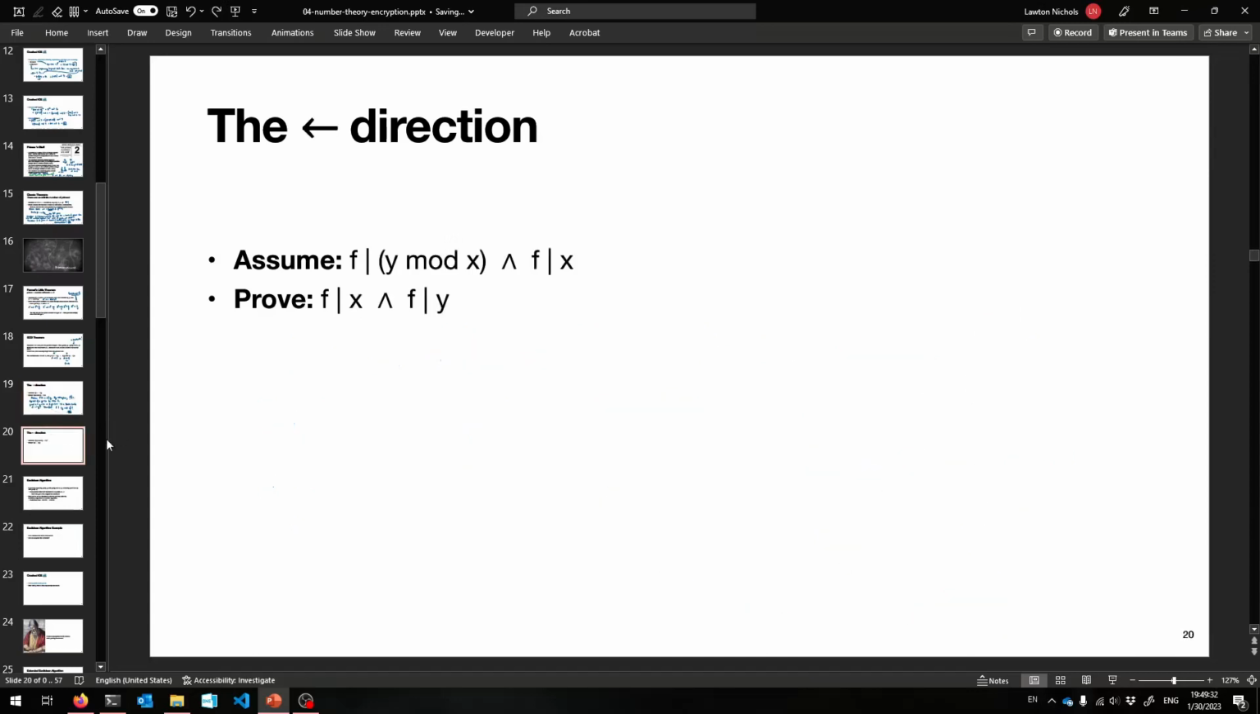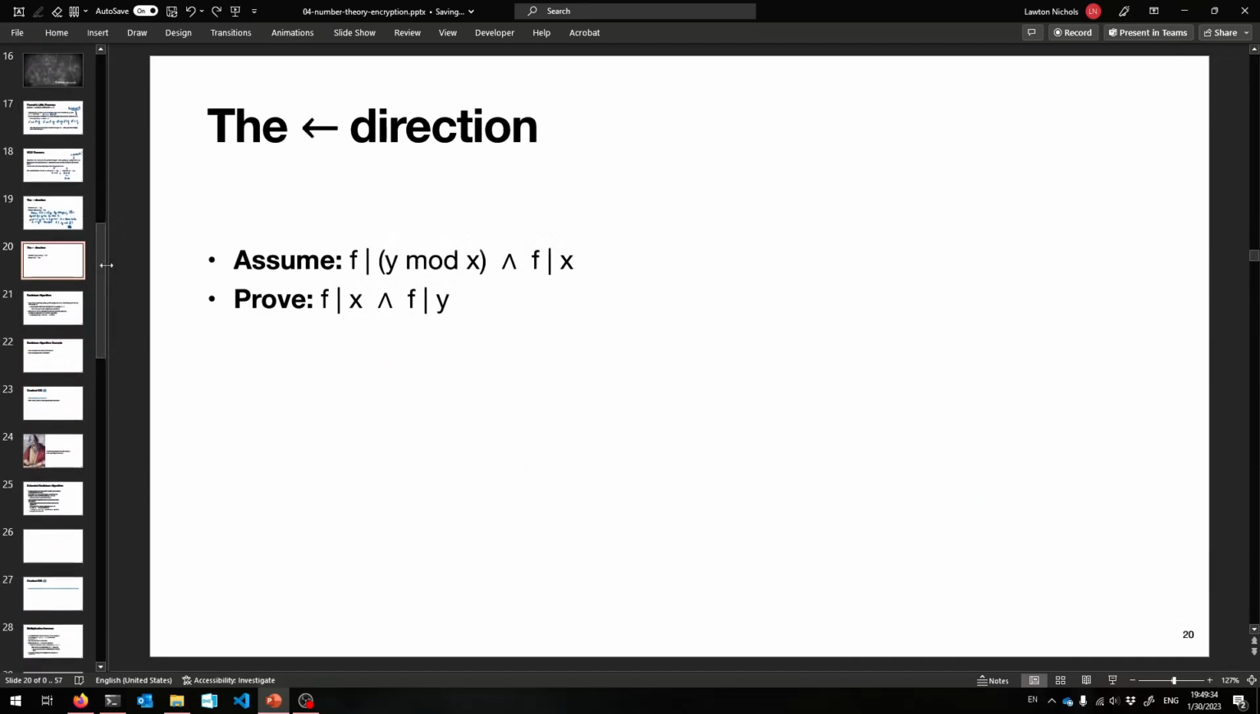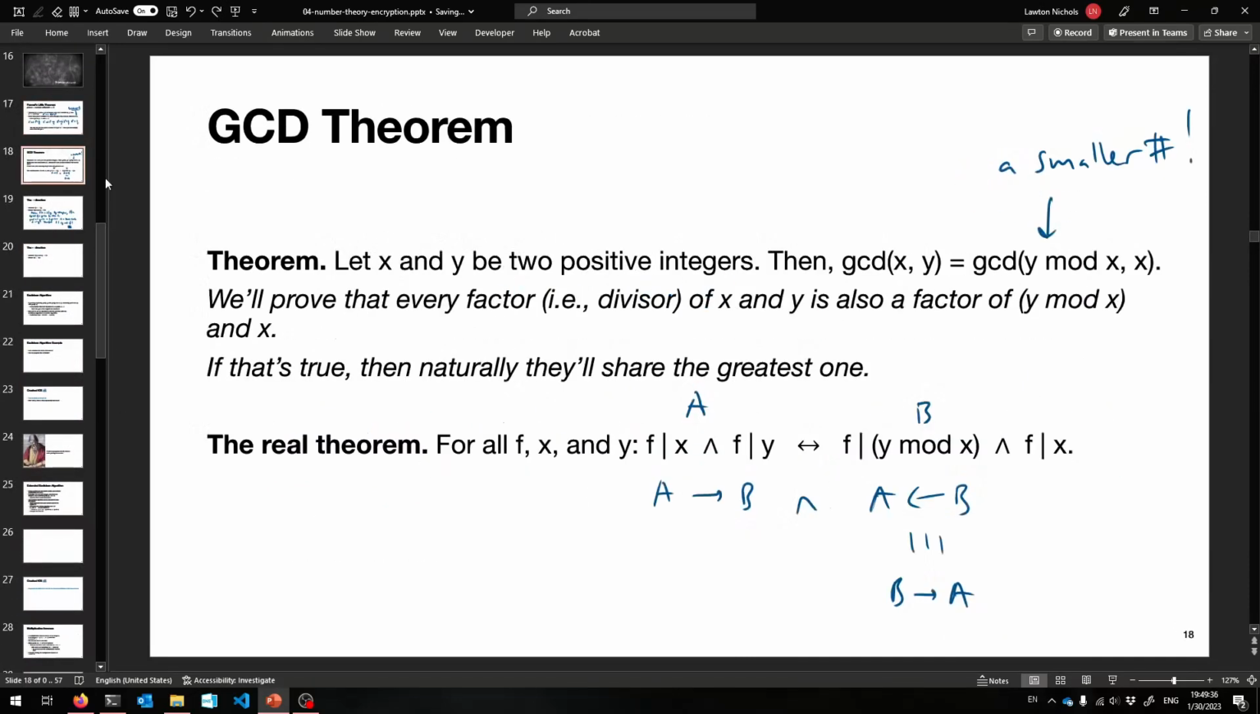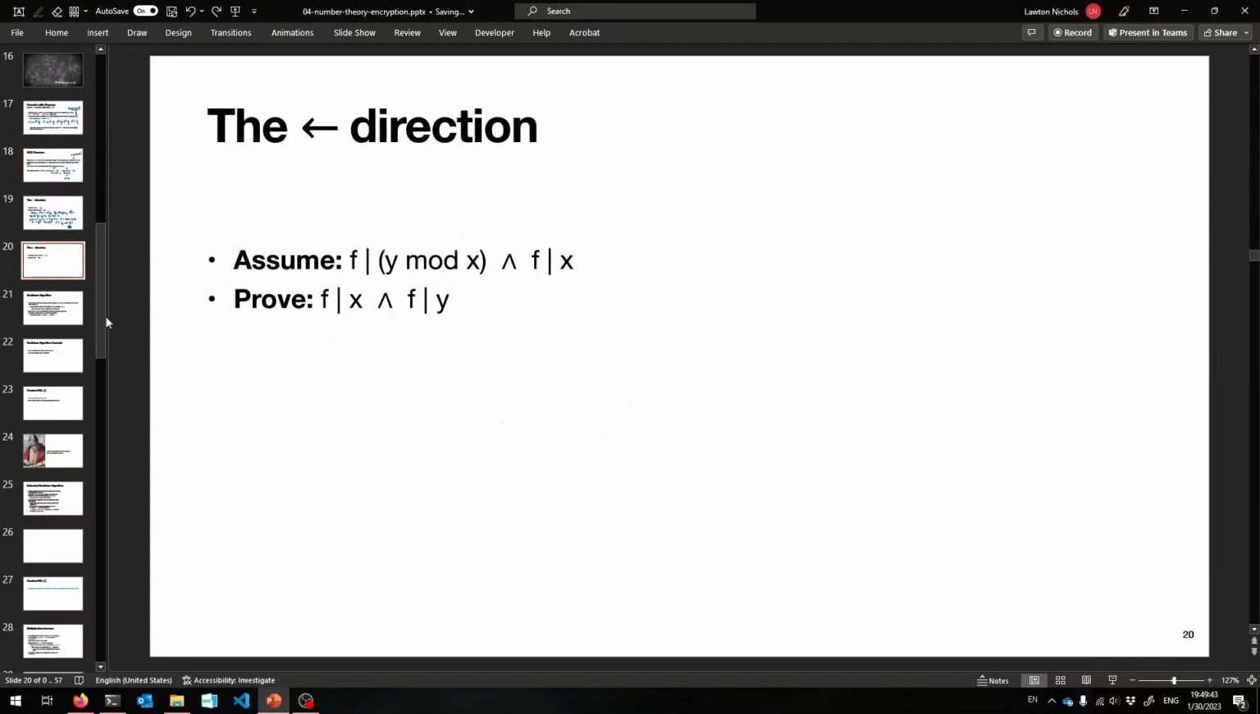Let's do it the other way now. This is the right to left direction. So again, we are going to assume this and then prove that. And those two pieces together make the biconditional. Okay? So assume these, prove this. Assume those two things are true. Assume f divides y mod x and f divides x. Cool.